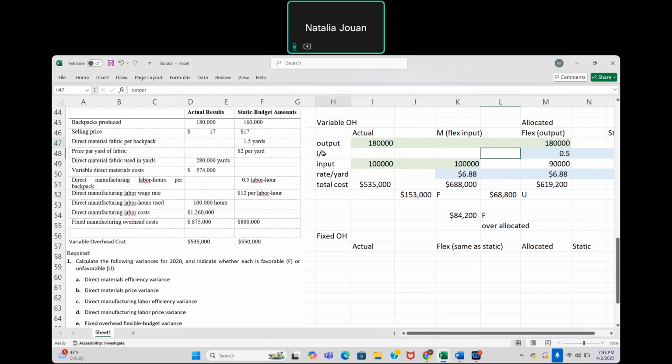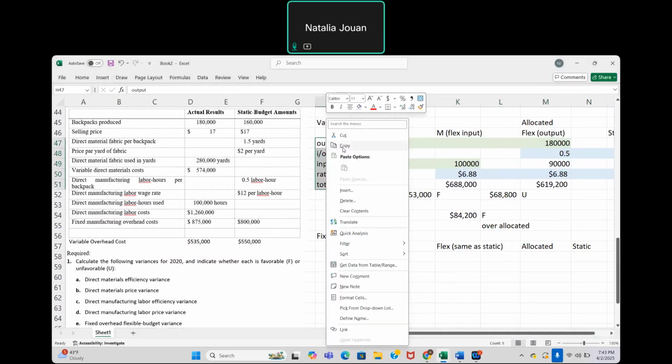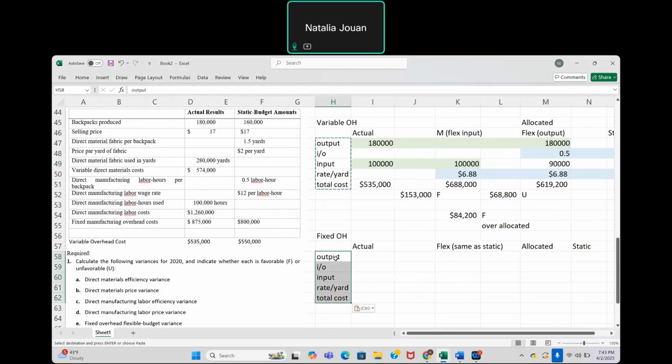When it comes to fixed cost, I'm not going to copy and paste, I'm just going to make it again. We just take the actual number given to us. It's a fixed number, it's 875. So let's put a dollar sign, 875. And then we're given 800,000, which is the static that we're going to be copying into the flexible. We cannot flex fixed cost. Remember, we're not flexing fixed cost. It takes the same form as the static.